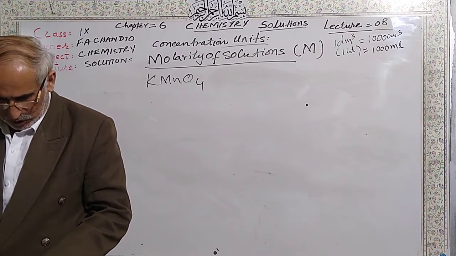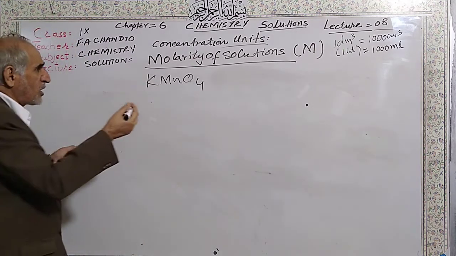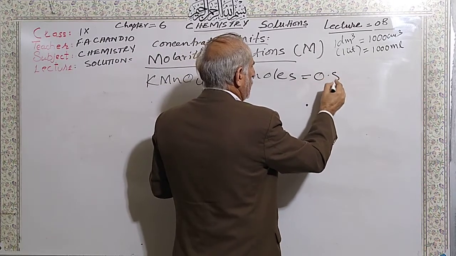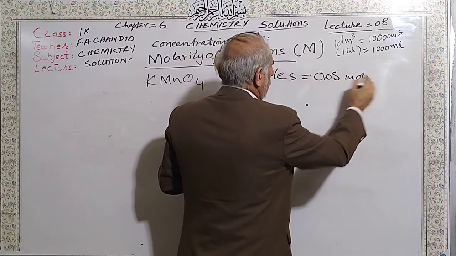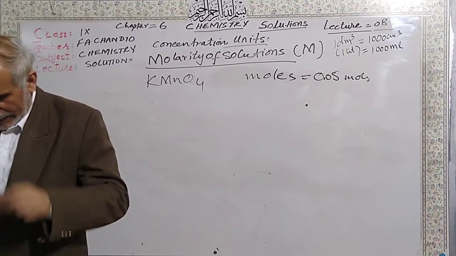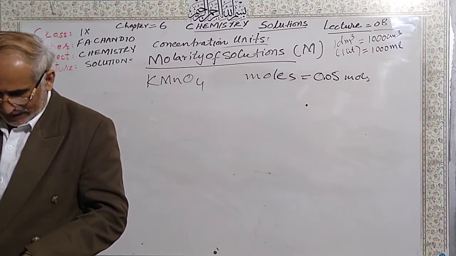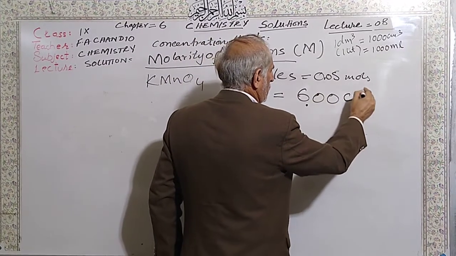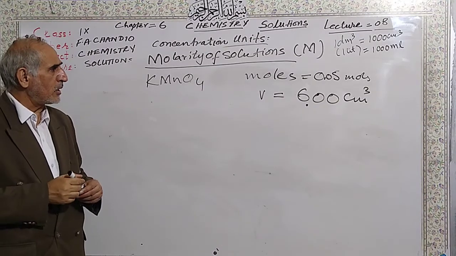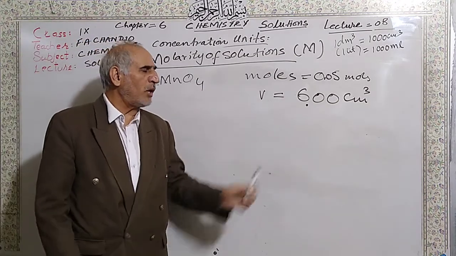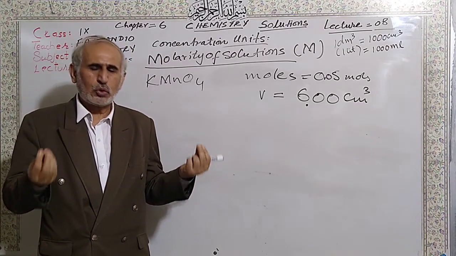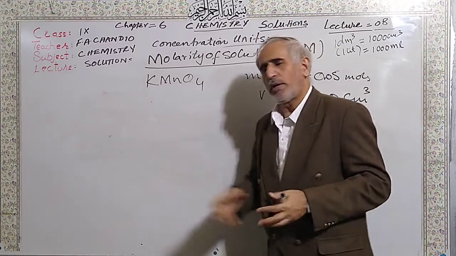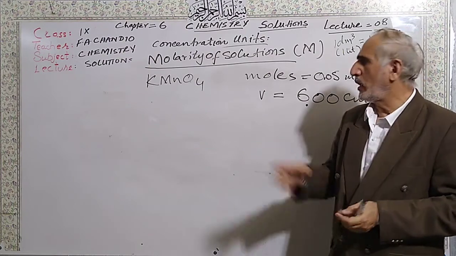And what the question asks: the solution contains 0.05 moles. So what's given here? Moles of potassium permanganate given, 0.05 moles, dissolved in 600 centimeter cube of solution volume. Moles of solute given, and the volume of solution is given. Very simple. Use the definition of molarity: number of moles of solute divided by volume of solution. No need to calculate molar mass. Only use the formula.